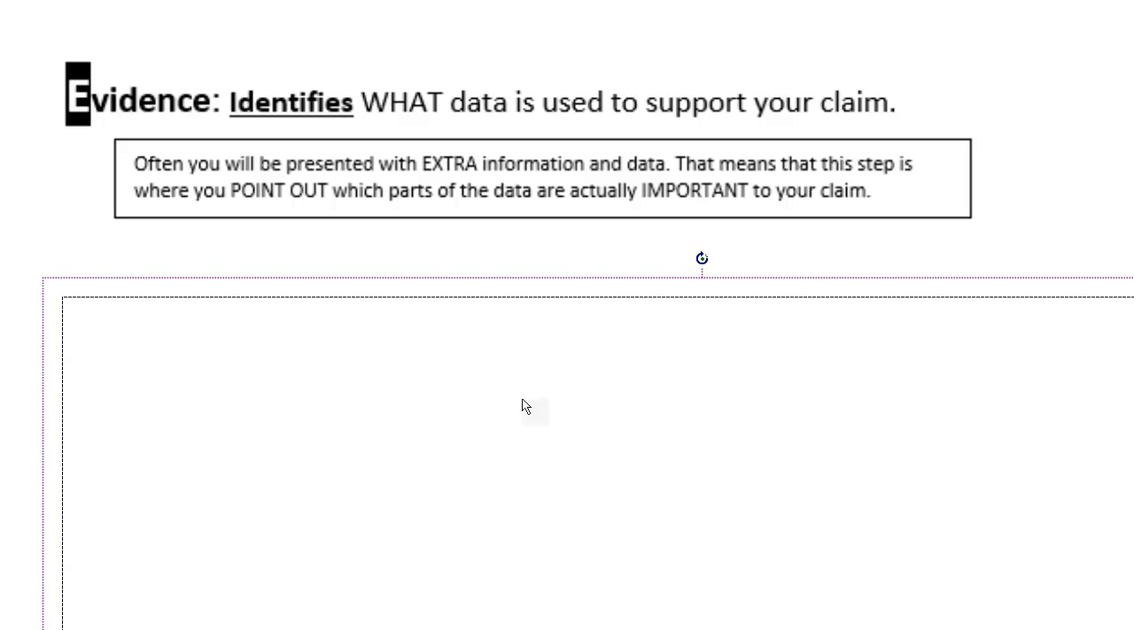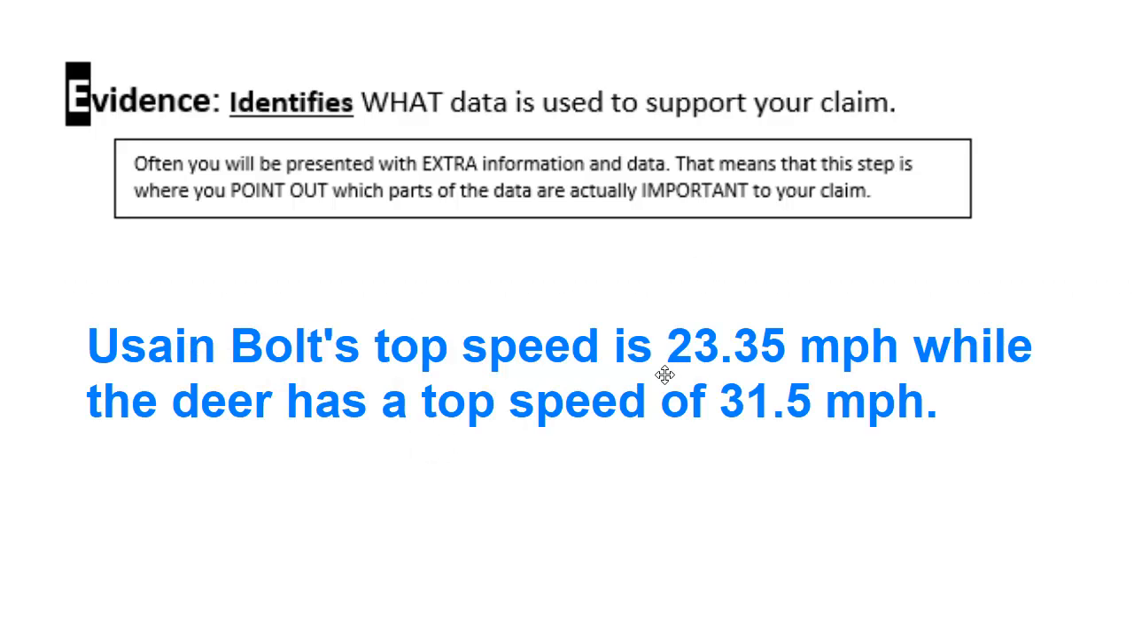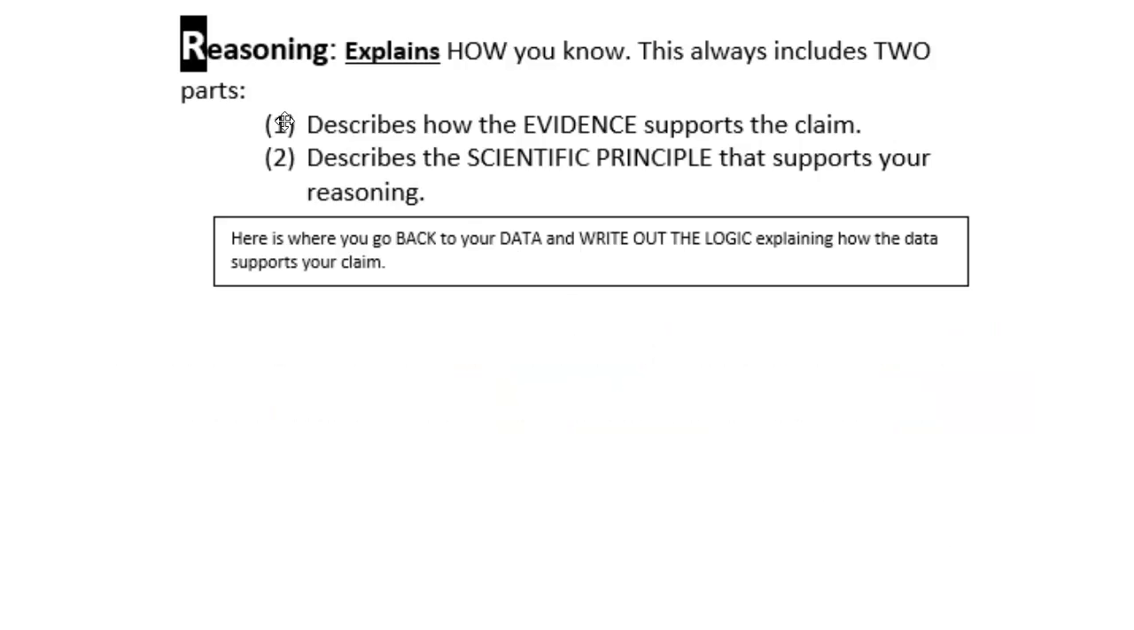Let's go back to this step, evidence. Here's my evidence. I wrote it like this. Usain Bolt's top speed is 23.35 miles per hour, while the deer has a top speed of 31.5 miles per hour. That is my evidence. It doesn't explain how this evidence supports my reasoning, but this is the important part of the evidence that I have to use. Now let's talk about the reasoning.